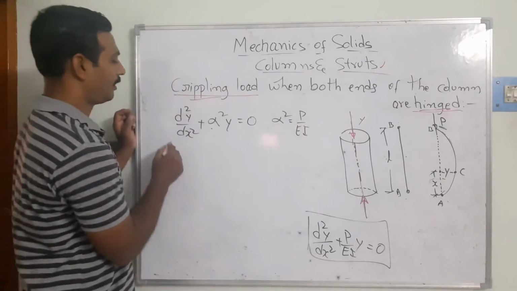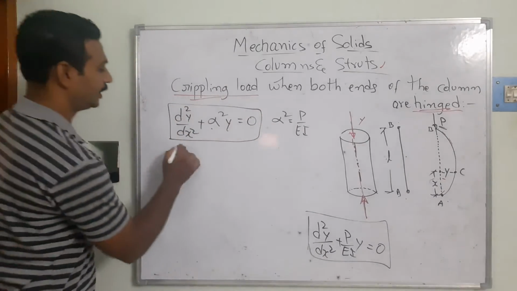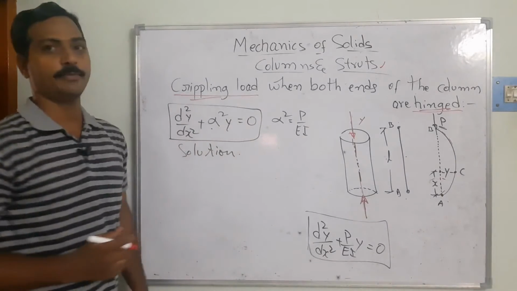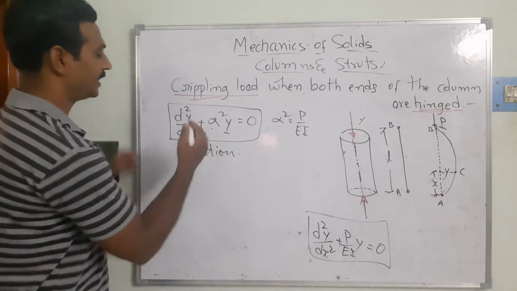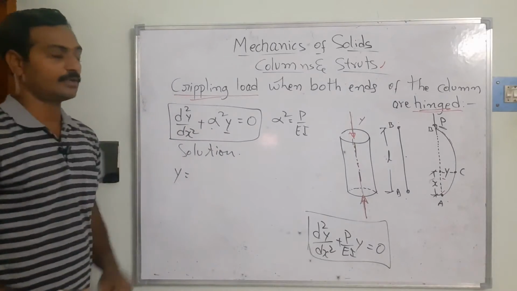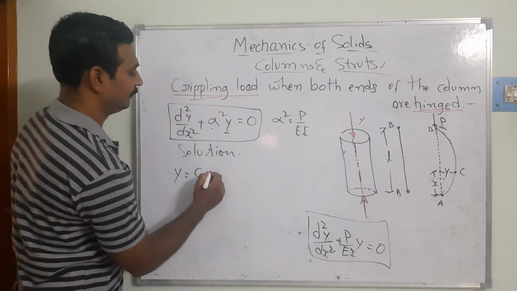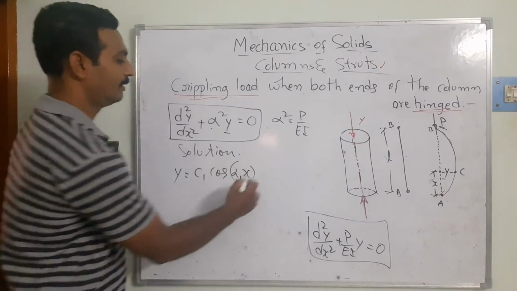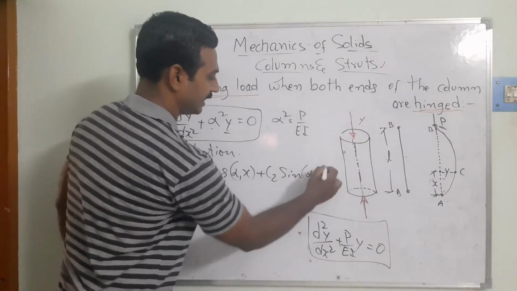Then I am going to solve this second order equation. How are we going to write the solution? In this case, we need to find the deflection. This is the variable. So y is equal to c1 cos alpha x, this is the angle, plus c2 sin alpha x.